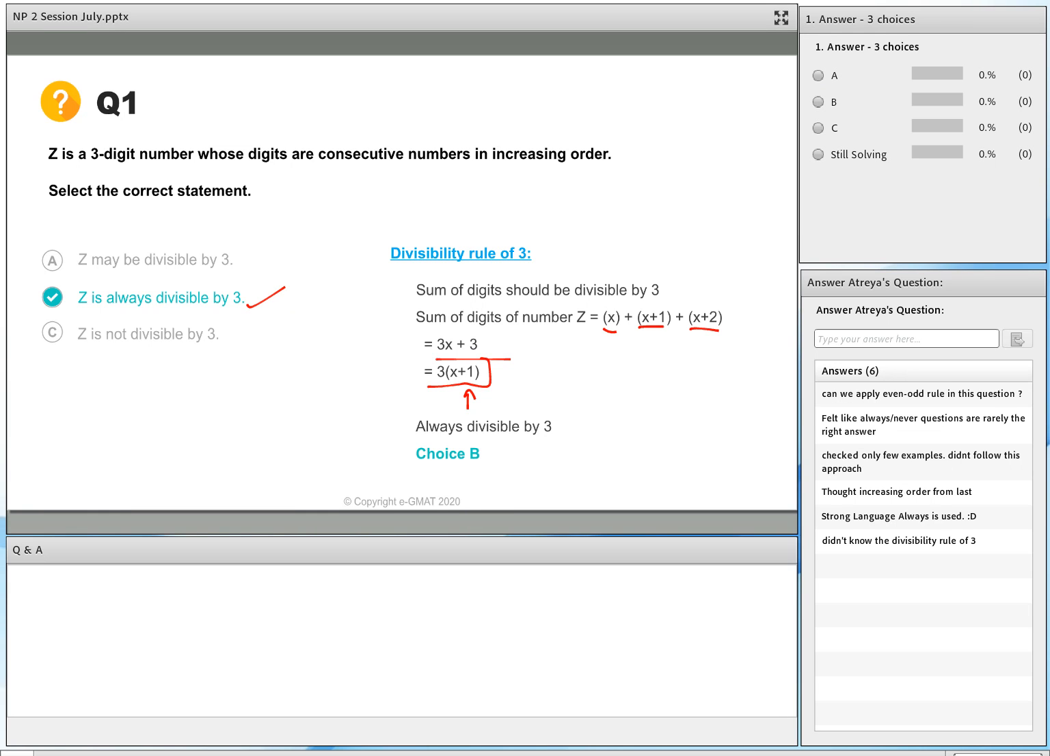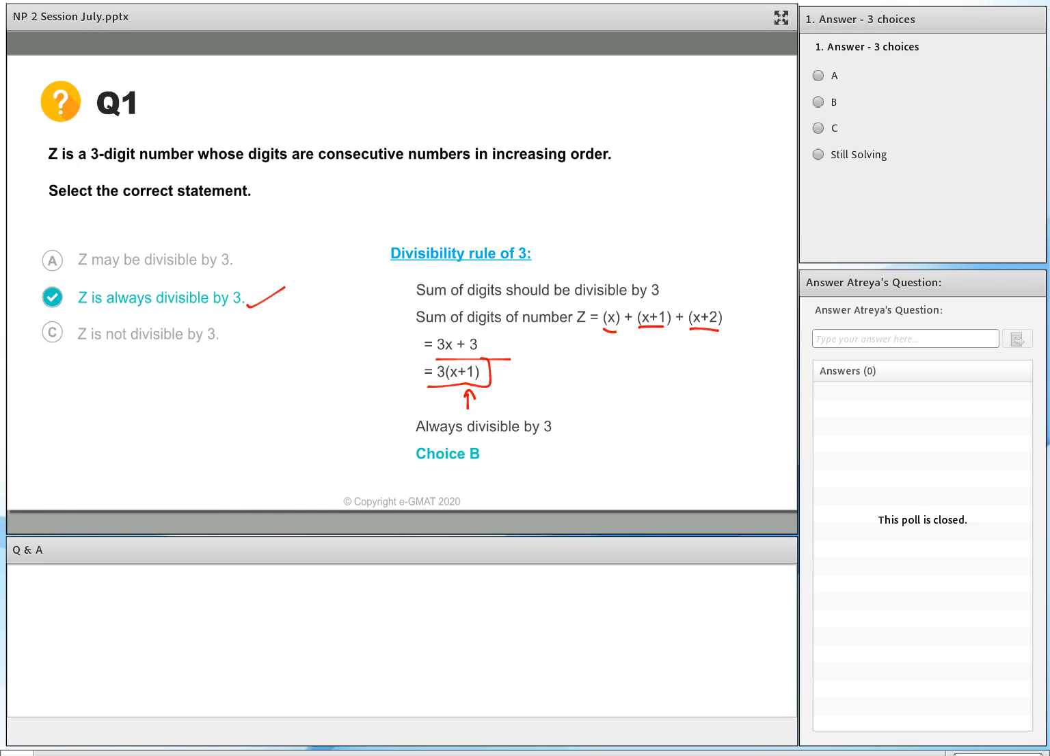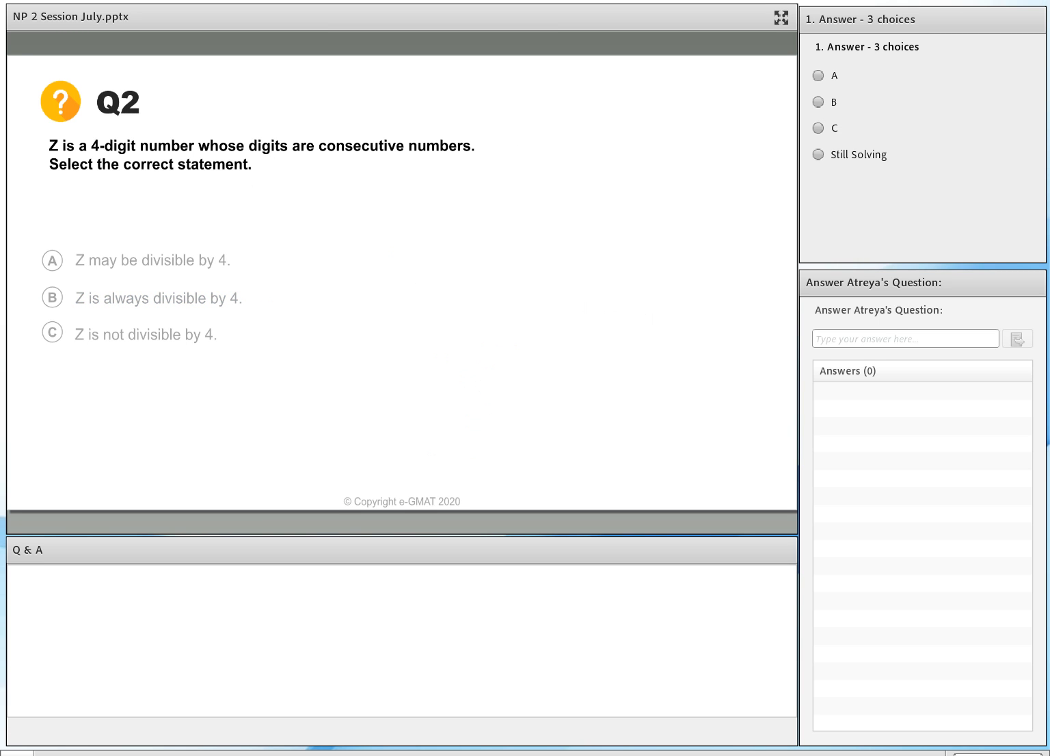I'll clear the answers and reopen the poll very quickly. Please mark us still solving. I'll bring in the second question to all of you. I have 38 people. Let's get to 50, guys. A bit of proactiveness will make things very smooth for both of us. Perfect, thanks a lot. All right, let's move on to question number 2. All the best for this one, guys.